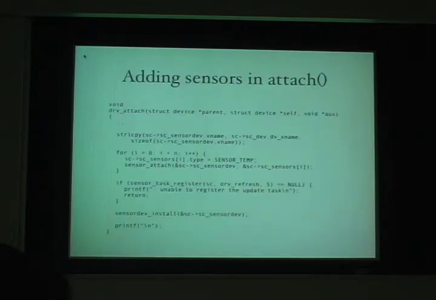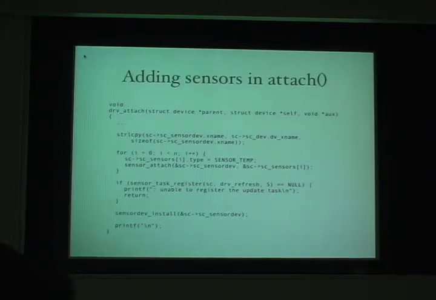And this is an example of how you add sensors in drivers in the attach procedure. So you first initialize the xname of the sensordev structure. Then you have a loop where you initialize the type of each sensor. And then you call the sensor_attach function to attach the sensor to the sensordev device. And this is just an example of the minimal driver, so you can initialize many more fields. This is the minimal driver for, say, some temperature sensor over some Super I/O.